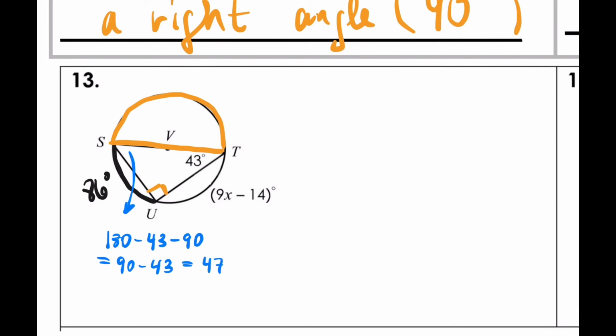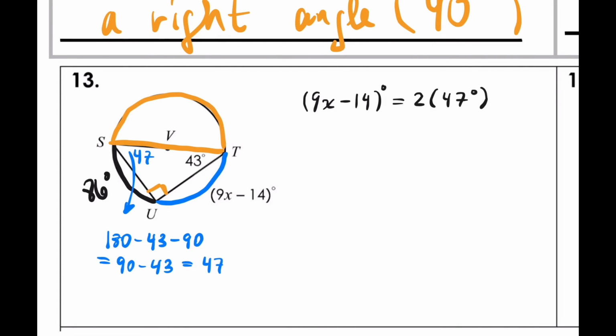So then, if this angle is 47, what do we know about the measure of this arc? Well, this arc is 9x minus 14 degrees, right? 9x minus 14 degrees equals, this must be twice 47 degrees.